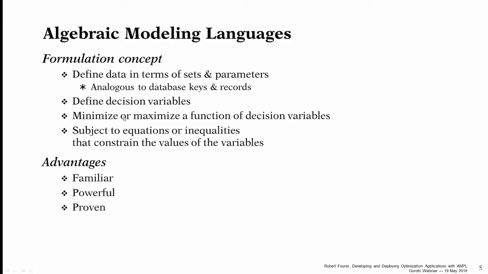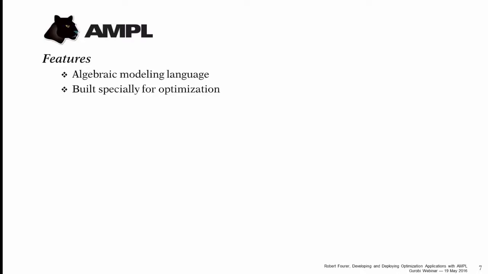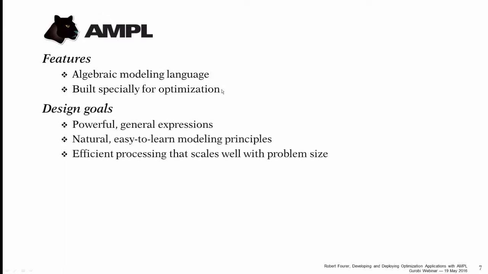And the algebraic modeling language in particular that I'm going to present is the AMPL language. It's an algebraic modeling language built specially for optimization. So it's designed to describe optimization problems using algebraic expressions. And the goal is to have the expressions available in AMPL be powerful in general, but the principles that it's based on should be natural and easy to learn. So if you know algebraic expressions, you should be able to use it easily. And furthermore, it should efficiently process your models and scale well with problem size, so that when you get to that big model and data set that you need to solve in real problems, it still works reasonably well.